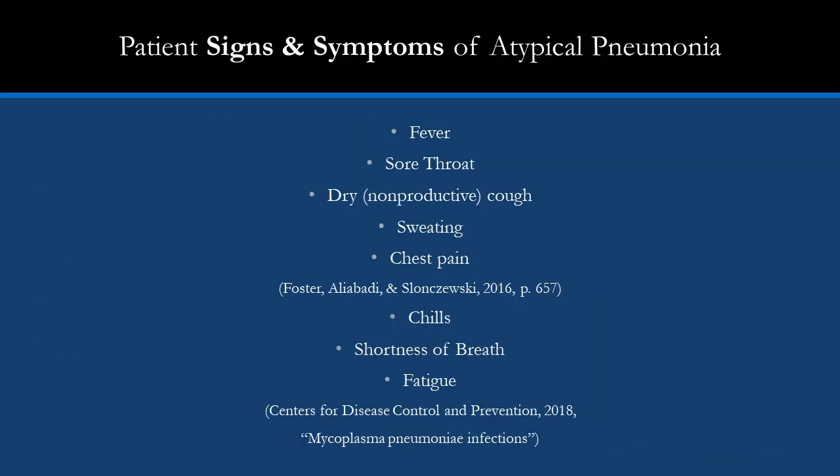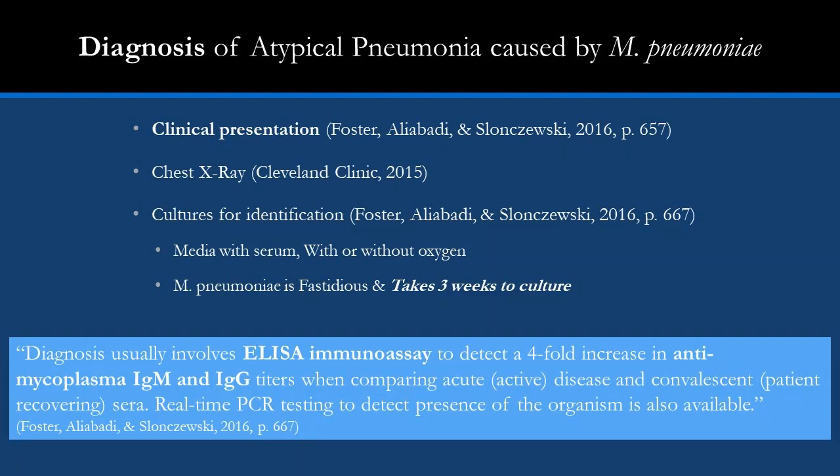The infection is usually very mild. In uncomplicated atypical pneumonia, symptoms include fever, sore throat, dry cough, sweating, chest pain, chills, shortness of breath, and fatigue. When complications do occur from a very severe form of Mycoplasma pneumoniae lung infection, these include asthma attacks, encephalitis, and hemolytic anemia. Usually, the diagnosis of atypical pneumonia by Mycoplasma pneumoniae may be made on clinical presentation of signs and symptoms alone. Chest X-ray can screen for pneumonia but will not identify the causative microbe.